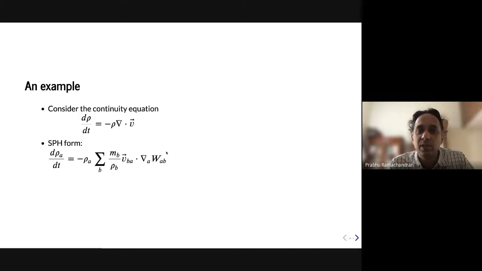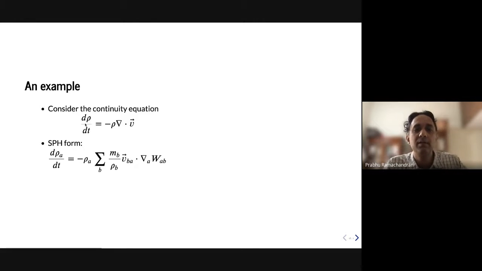So let's quickly, based on what we've understood so far, use this to take the continuity equation and try to discretize it. The first thing you will notice is that we always write this in a Lagrangian form, because we want to write out the governing differential equations in a Lagrangian sense, so that I can sit on each particle and look at what's happening to the properties of each particle.